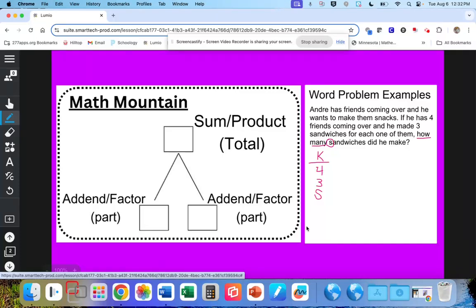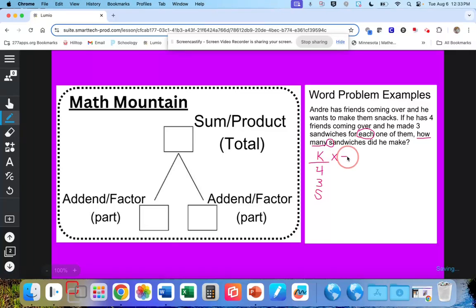So we have knowns of 4, 3, and S. Now, we're going to try to figure out if any of these are a total or a part, and if there's any keywords that give away if we're adding, subtracting, multiplying, or dividing. Andre has friends coming over and he wants to make them snacks. If he has 4 friends coming over and he made 3 sandwiches for each one of them, there's a key word right there, each. Whenever we see the word each, we know we are going to be multiplying or dividing because we're talking about equal groups.